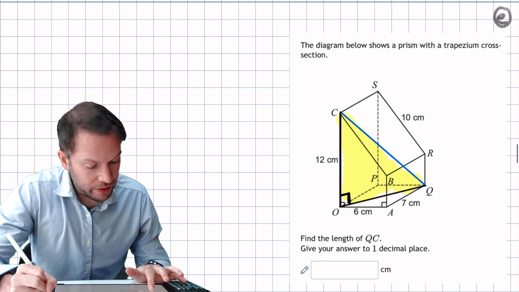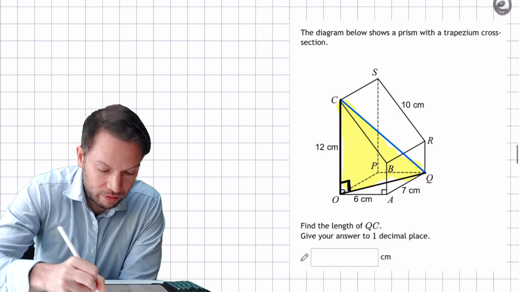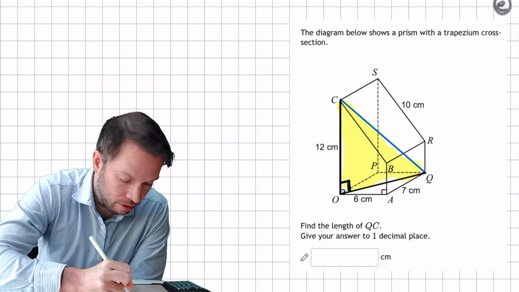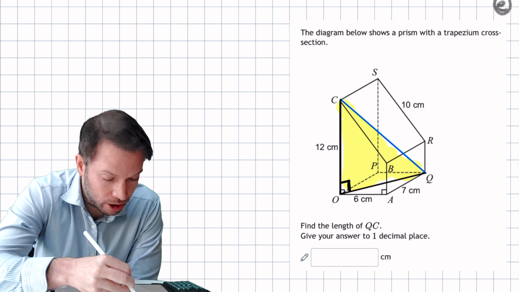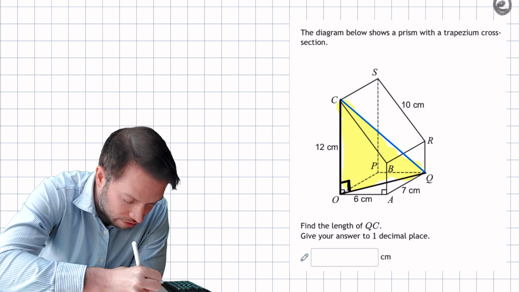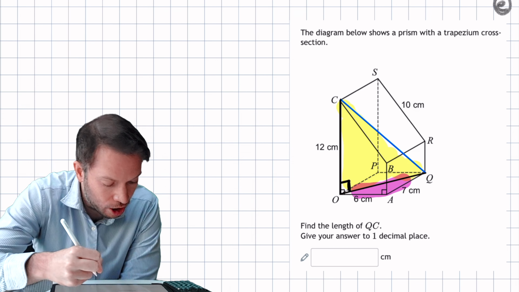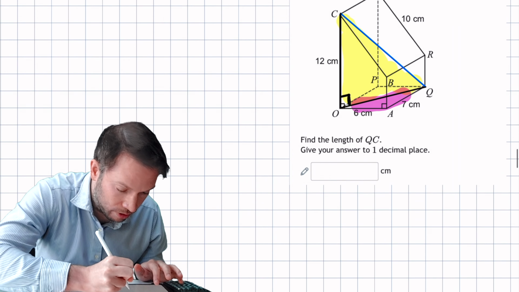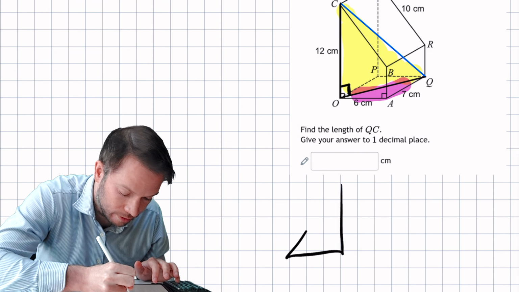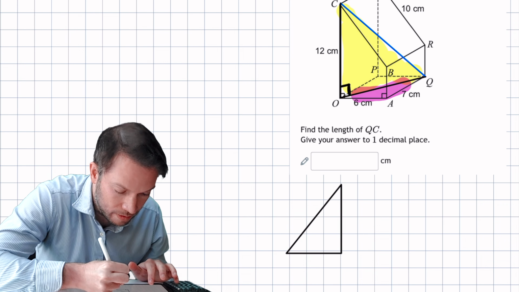Okay, we're trying to find the length of QC. We've already got one length for this yellow triangle, the 12, but we don't know OQ. We could work out OQ by using the right angle triangle at the bottom. Can you see OAQ? That is a right angle triangle. So let's draw out OAQ separately, like this. This is OAQ.